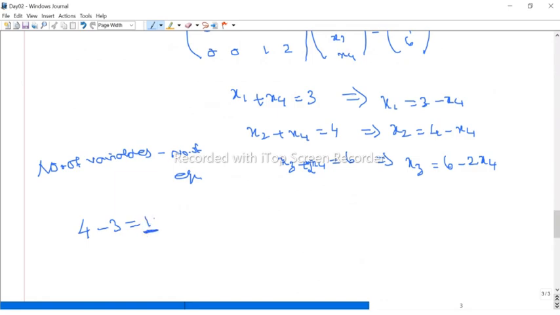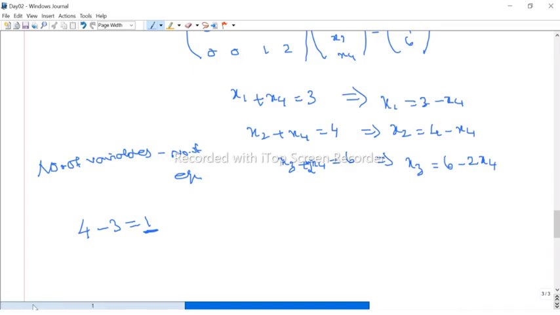So what is a free variable? We can take any value, either x1 or x2 or x3. But here there is no condition on x4, so we can take x4 to be any value: 1, 2, 3, minus 1, minus 2. Take any value, and we get the x1, x2, x3 values, because all three depend on this one.